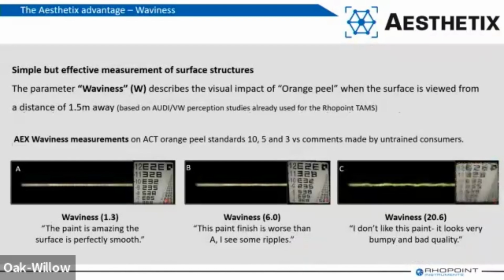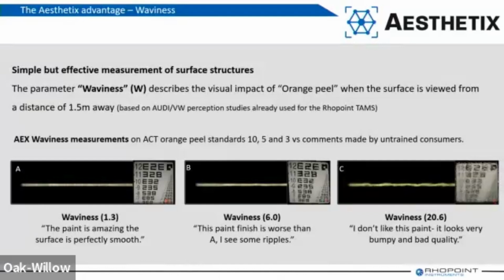We project a straight line on the surface and we capture it with the camera. So this is the same way I would judge the orange peel on a panel. I would take it and look at the reflection of a straight window edge, or I'd look at the reflection of a lamppost or an inspection light. So we're doing the same thing in the instrument. And you can see here we have 3 panels with no orange peel, a little bit and a lot. And you can see the deformation, the wiggliness of the line, which is reflected.